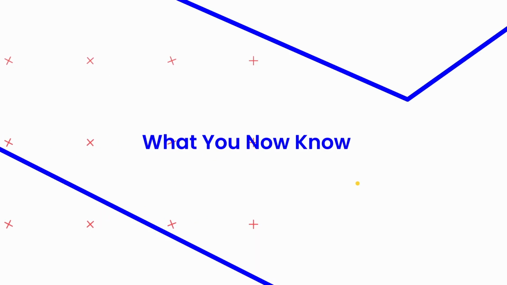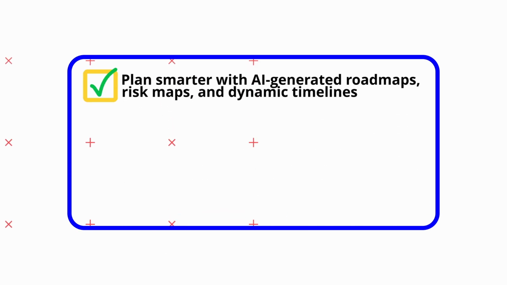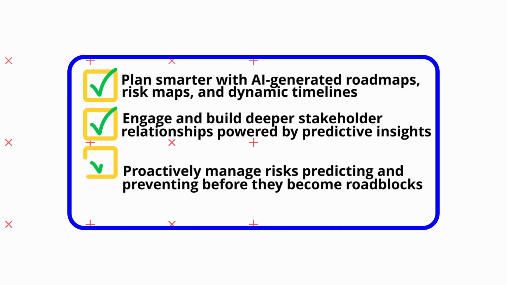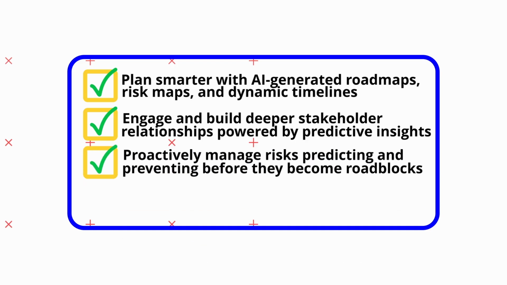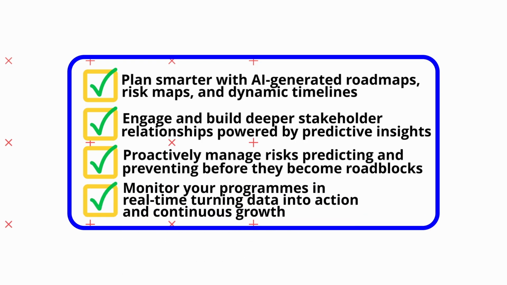Congratulations, you've just completed one of the most important modules in this course, leveraging AI across every stage of the program execution. Let's take a moment to celebrate how far you've come. In the past few lessons, you've learned how to plan smarter with AI generated roadmaps, risk maps, and dynamic timelines. You've learned to engage and build deeper stakeholder relationships powered by predictive insights. Proactively manage risks. You have learned predicting and preventing before they become roadblocks. And lastly, you have monitored your programs in real time, turning data into action and continuous growth.